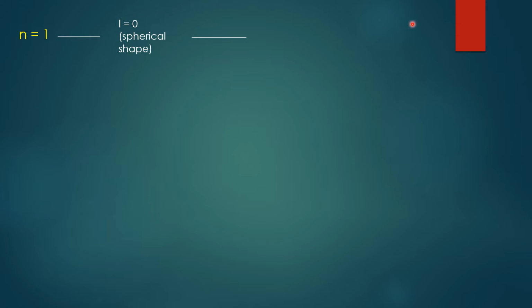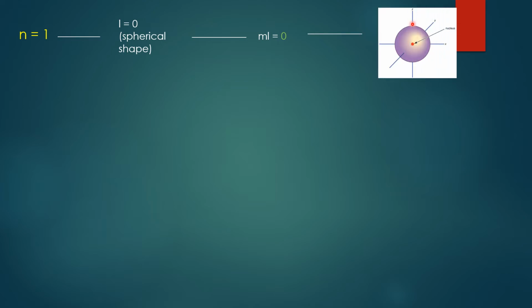The magnetic quantum number ml is equal to positive L all the way down to negative L. Since L is equal to 0 here, we do not have negative 0 or positive 0. It is only 0. So ml is equal to 0. Now this 0 simply means one orbital. And that one orbital where ml is equal to 0 is spherical in shape. So L equal to 0 is called an s orbital.